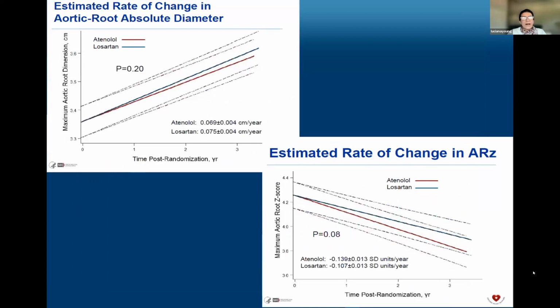What the trial found was that the estimated rate of change in aortic root diameter was no different between those individuals that were treated with atenolol, which is seen here in the red line, and losartan, which is seen here in the blue line. Likewise, the rate of change in aortic Z-score was no different whether atenolol or losartan was used.